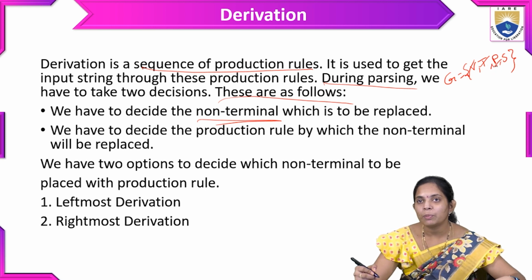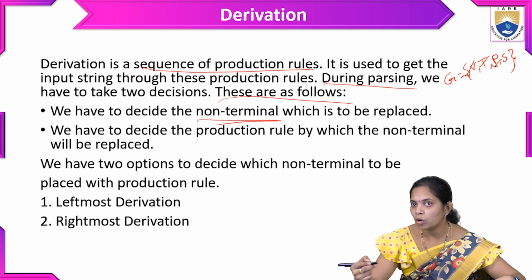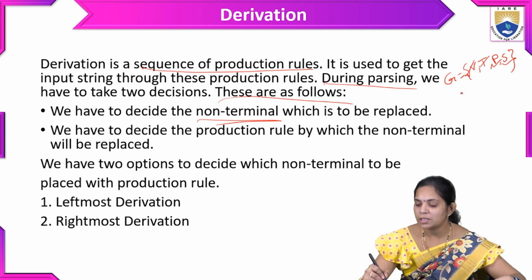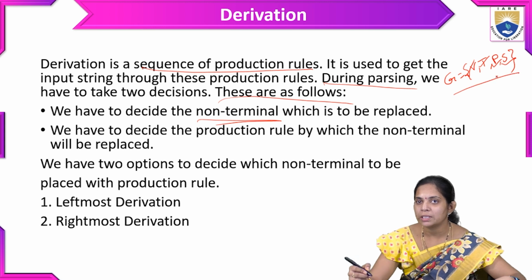And P is the production rules. With the combinations of terminals and non-terminals, we will have the production rules. And S is the start symbol. So this is the grammar tuple, which is a 4-tuple. In that, the production rules are a combination of terminals and non-terminals.